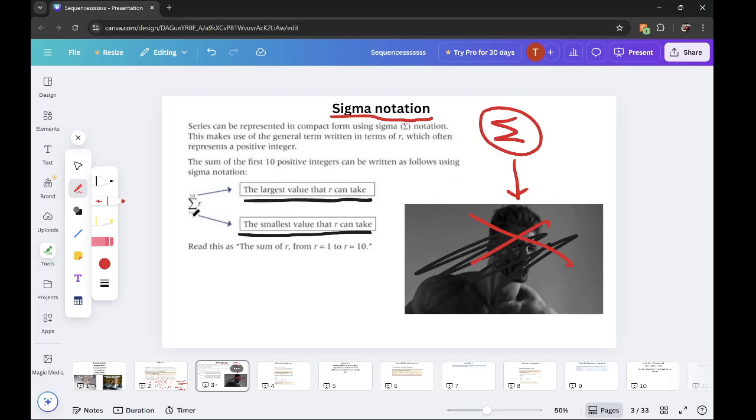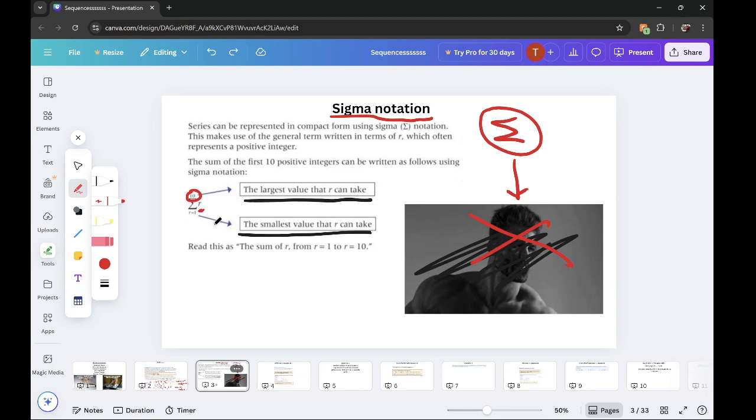This sigma notation over here indicates the summation. As you can see in this diagram, the largest value that r can take, r being the variable that we're using, can be any sort of equation, general term, anything. 10 is the largest value that r can take, and the smallest value r can take is represented by r is equal to 1. r can be represented by i, j, anything. But the smallest term goes at the bottom, the largest term goes at the top.